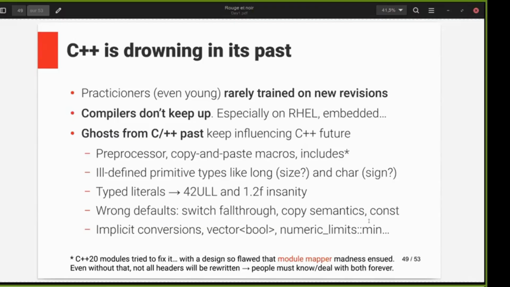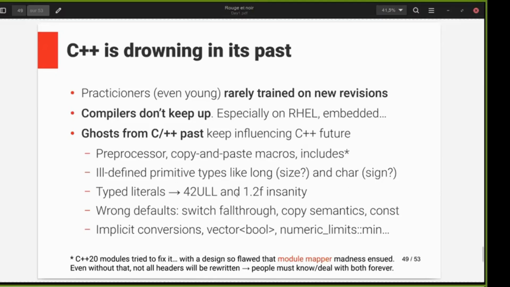In general, even if the standard committee tries to overall improve C++ gradually over time, I can't help but think that all new C++ decisions keep being influenced by ghosts from a distant past, like the C preprocessor macros working via copy and paste, and ill-defined primitive types. When you see a long in a program, you have no idea what size that is. When you see a char, you have no idea what sign that is, and it becomes a portability issue when you write a program on an architecture where these types mean one thing, and then you try to port it to a different architecture where these types mean a different thing.